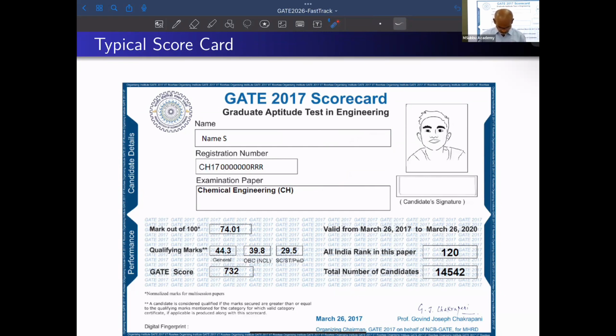And the thing is, roughly about 15,000 people are appearing. So this mark they got is a nice mark. Anything more than 70 plus we should aim for, that is the idea of showing this. The qualifying mark sometimes goes up. At that time the marks were higher, whereas in recent times marks were much lower. That we'll see.